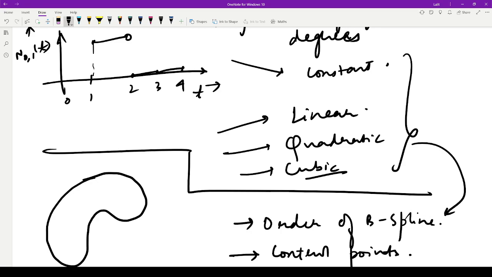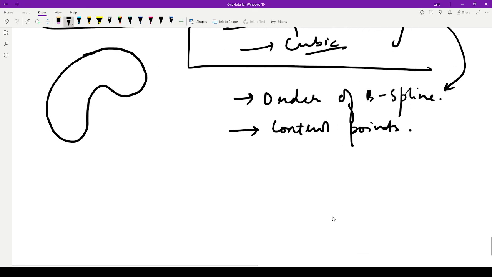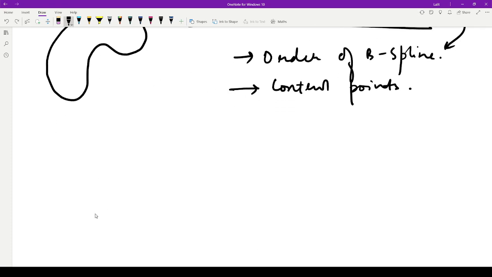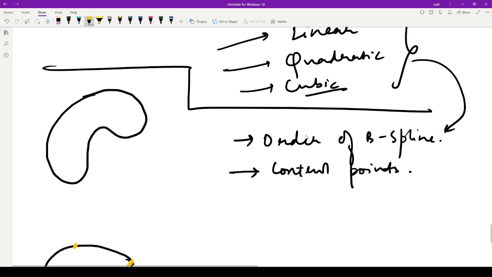So to understand it carefully, what will the order of B spline do? Assume that this is the shape of the object, which is a kidney shaped object out here, and I'll just put the object again here for reference. Given that I have some control points, just 5 control points out there. So how will the order of B spline really help you?